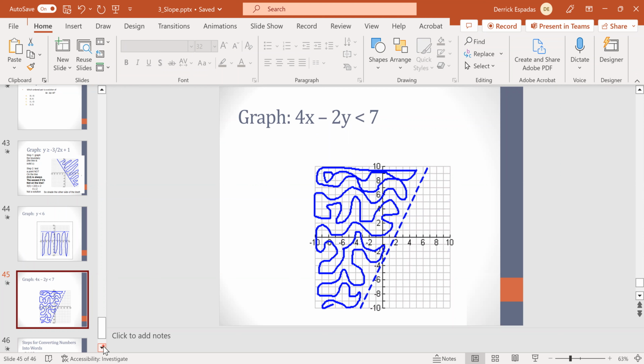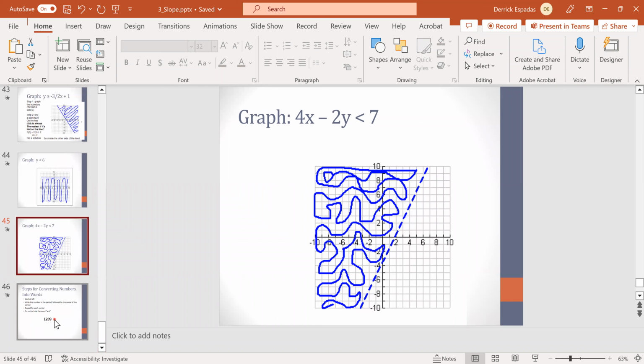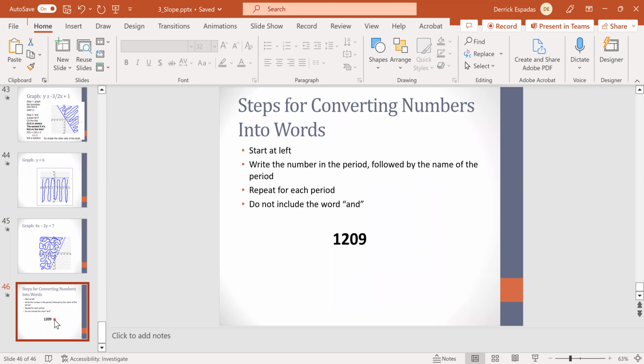All right, just wanted to leave you with one more thing. This is our 4 steps for converting numbers into words. We start at the left. We write the number in the period, followed by the name of the period. We repeat for each period and do not include the word and. So this is 1,209, not 1 and 209. I know we do that a lot. This is a long class. I hope you picked up on that.